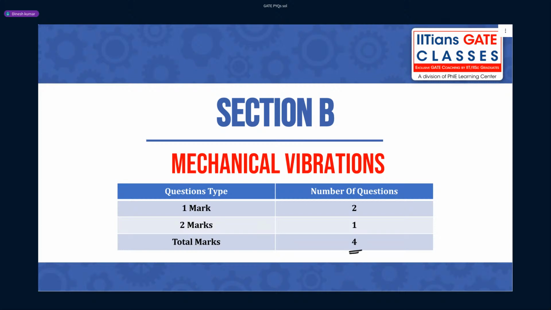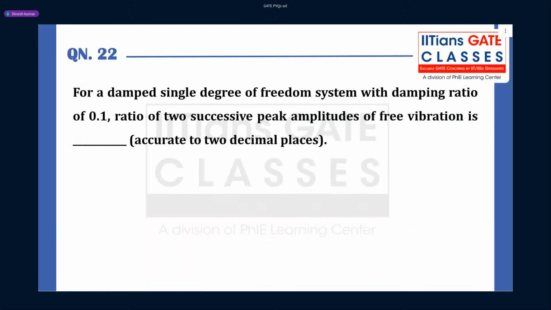So there are total 3 questions they asked in GATE 2018 paper for mechanical vibration, and it is for 4 marks. GATE 2018 paper was one of the easiest papers for GATE Aerospace Engineering in most of the years. So read this question.